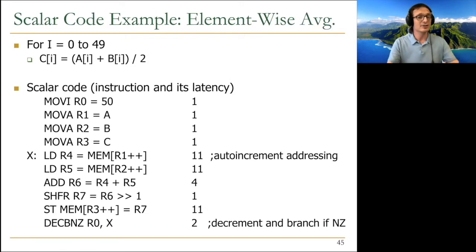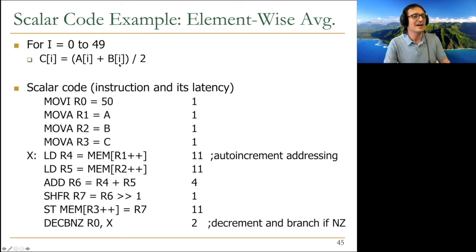Okay, so let's take a look at a scalar code example, and we're going to turn it into vector code, and we're going to improve its performance. So it's going to be fun, hopefully. And the example is very simple, so that we make it actually simple. This is, again, element-wise average. Programs actually do this, as I said.